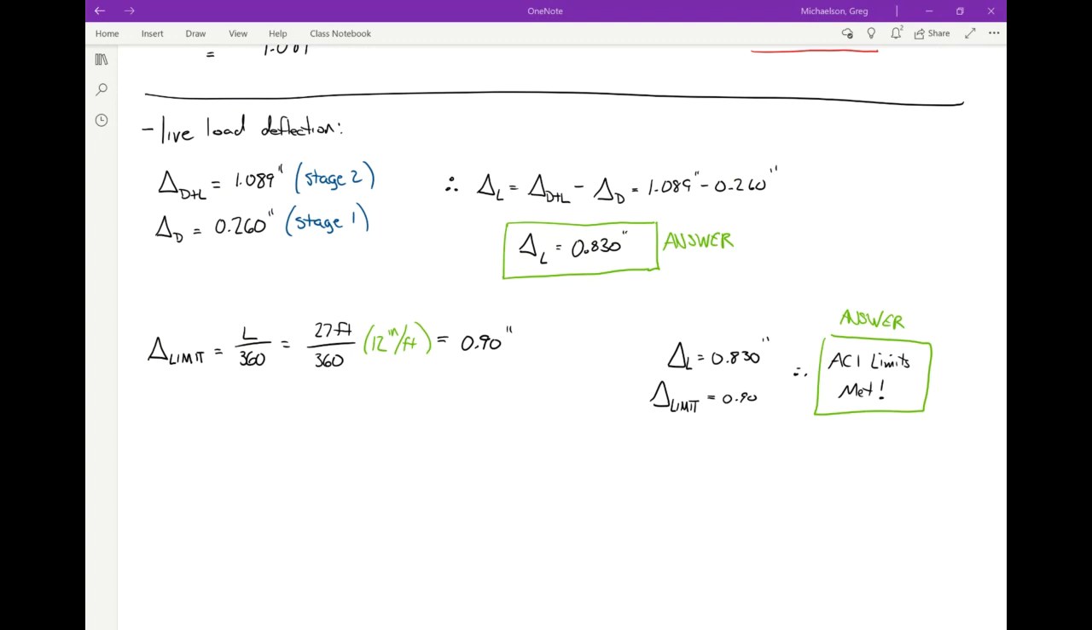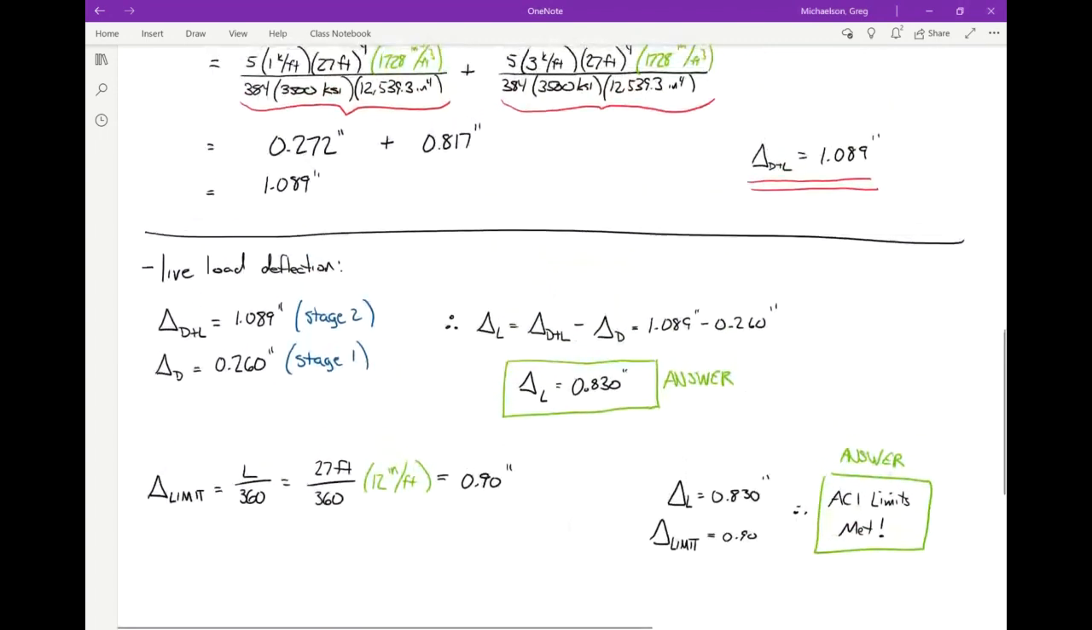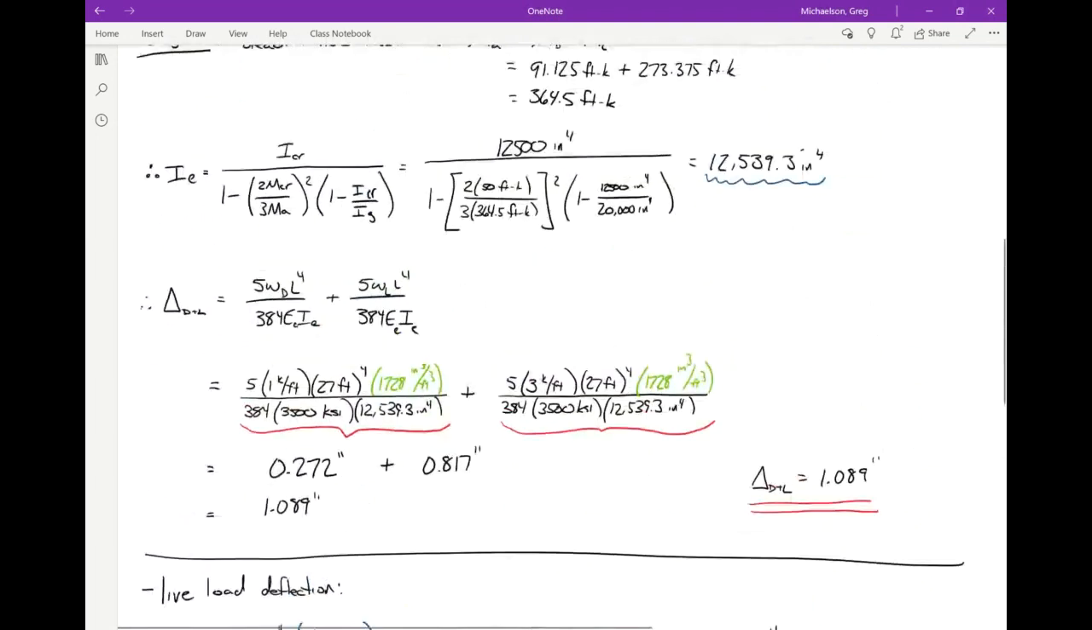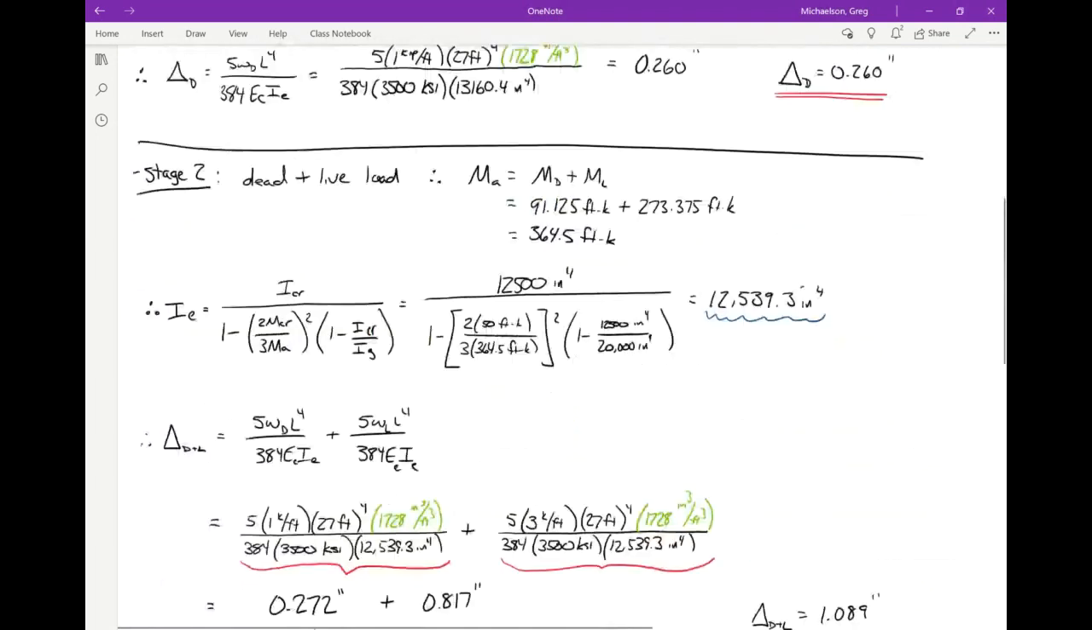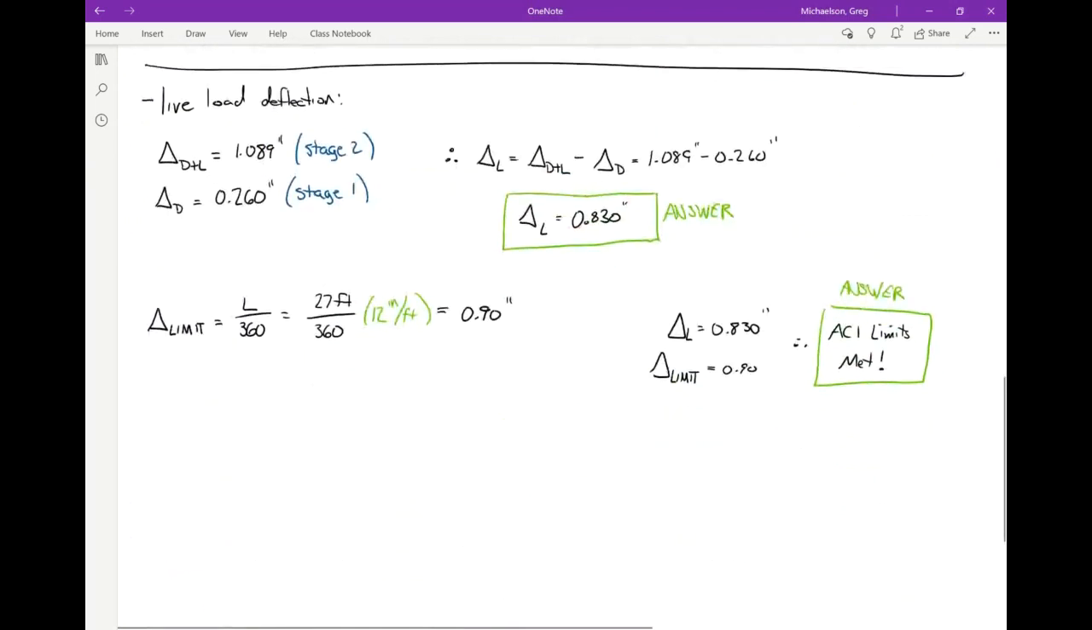While you all are coming up with questions, one thing I thought about, one of the things that you notice we never did in this problem, if you go through it, you don't see any load factors, no 1.2 dead and 1.6 live. You never use load factors when you're looking at deflections. Deflections are a service limit state, not a strength limit state, so no load factors.